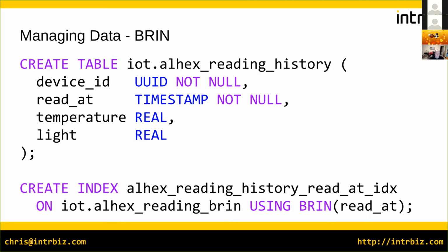So this is a quick example here. We have a table that's going to keep our history of all our readings. This is more archived data. And what we're going to do is just create an index on it using BRIN on the column read at. So we'll have a time ordered index. The data in that table is inserted by time, so there's a correlation between the actual physical storage on disk and the data logically.